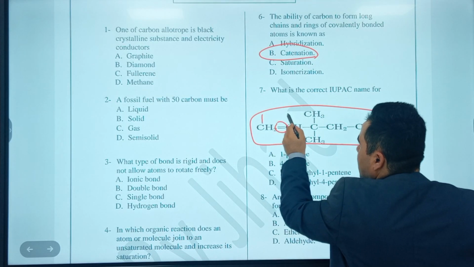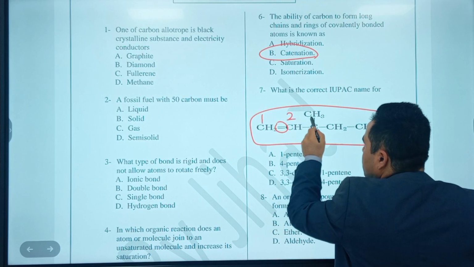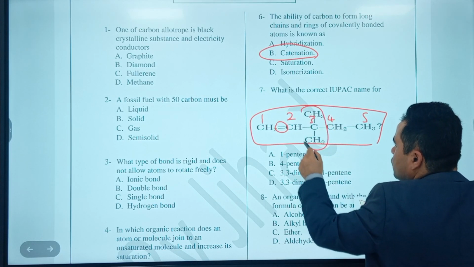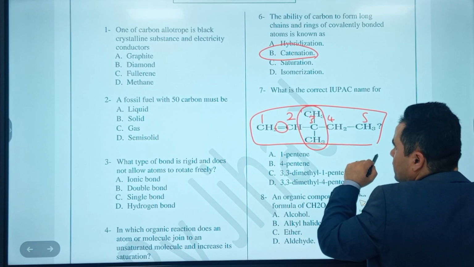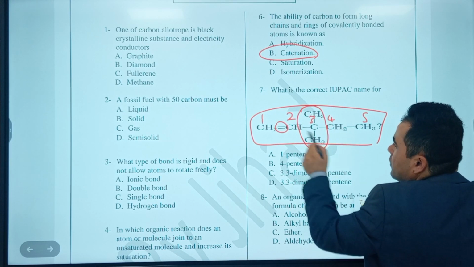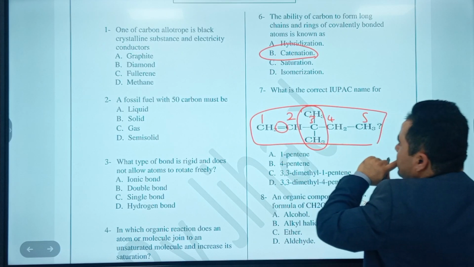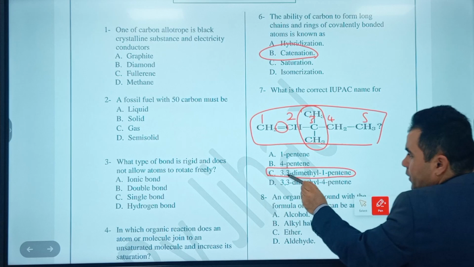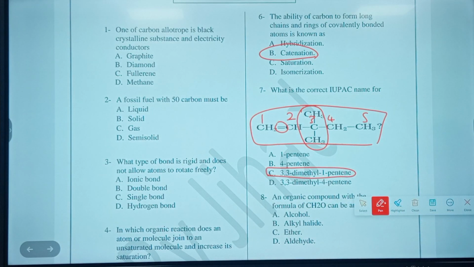The correct name for this structure which is given: the double bond is on this side, so the numbering should start from the left toward the right. 1, 2, 3, 4, 5. On the third carbon, there are 2 methyls. So it is 3,3-dimethyl-1-pentene. C is the correct answer, guys. 3,3-dimethyl-1-pentene.